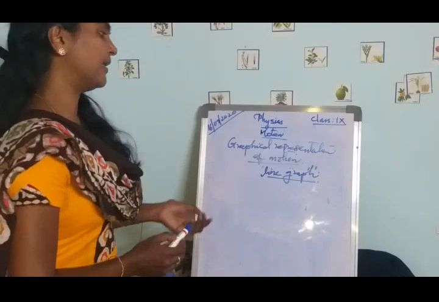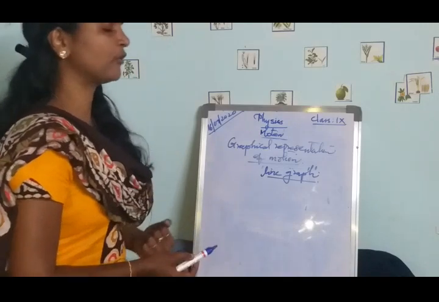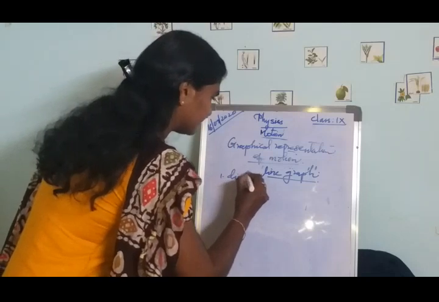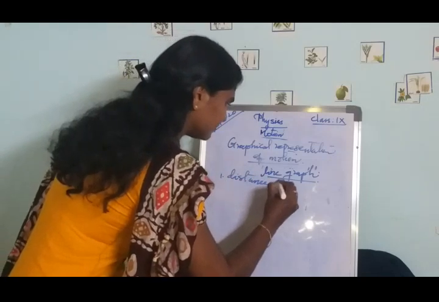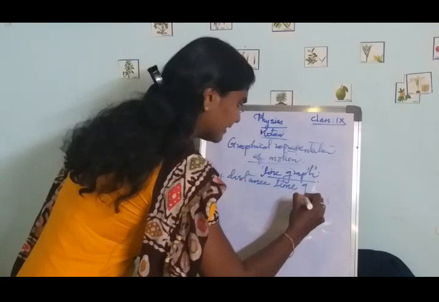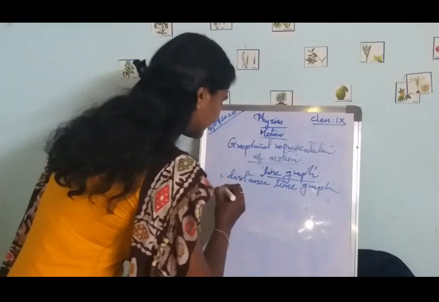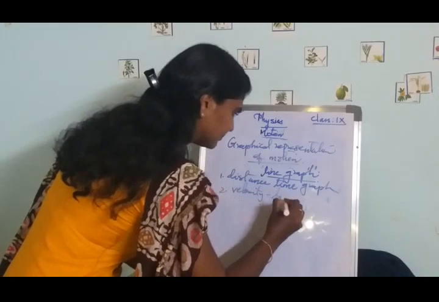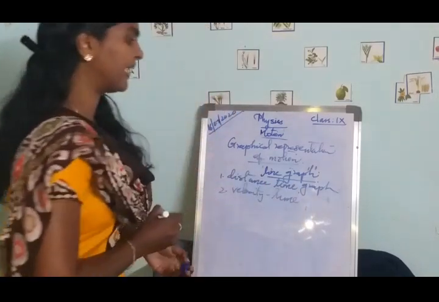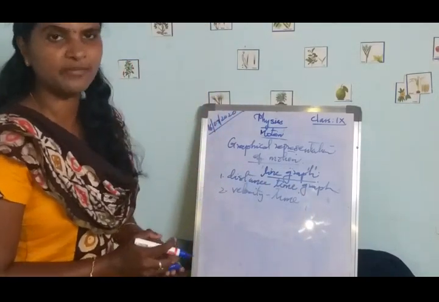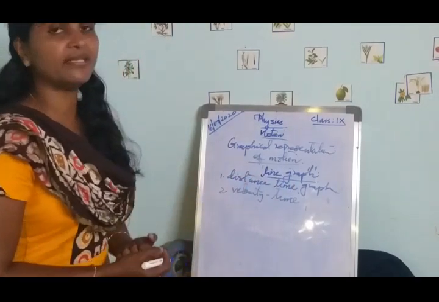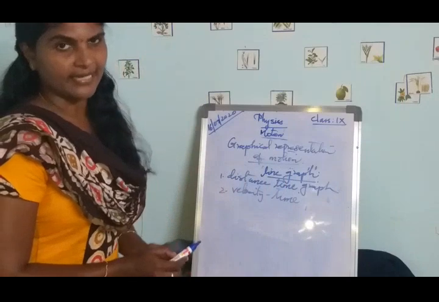There are different types of graphs here. The first is the distance-time graph, and the second is the velocity-time graph. So we have two types of graphs for representing the motion of an object.